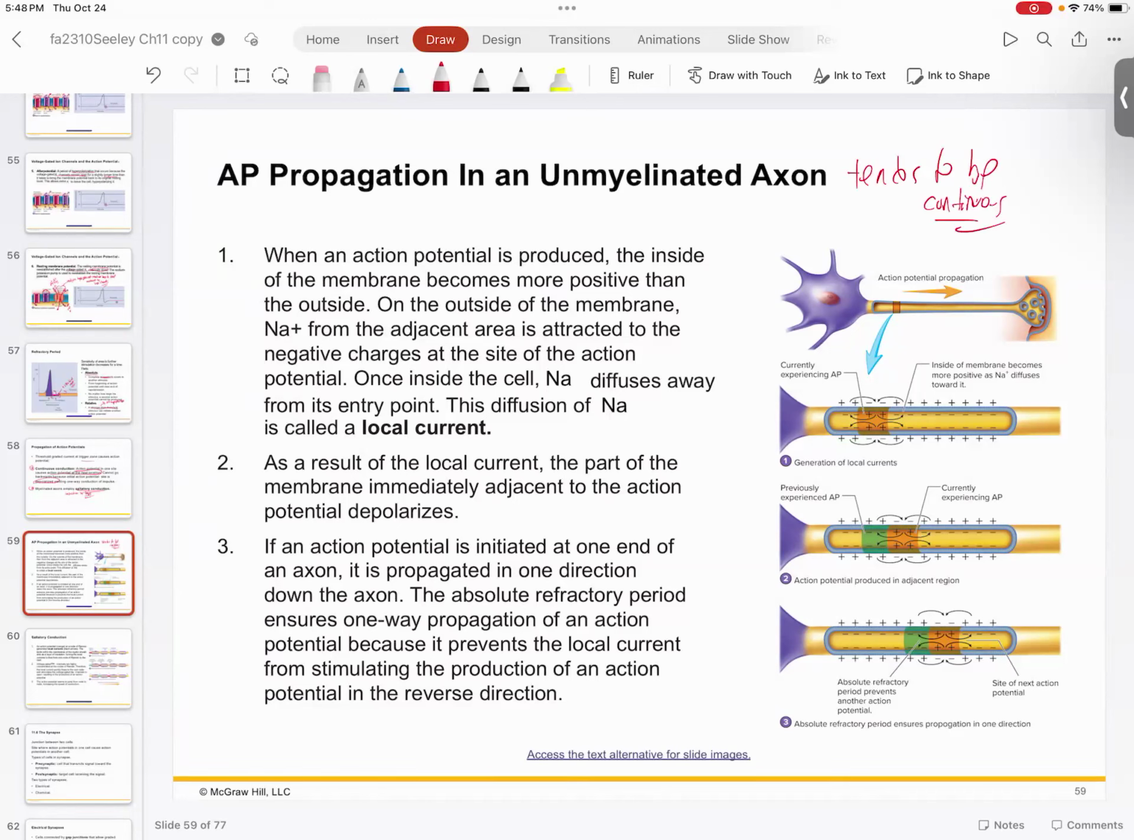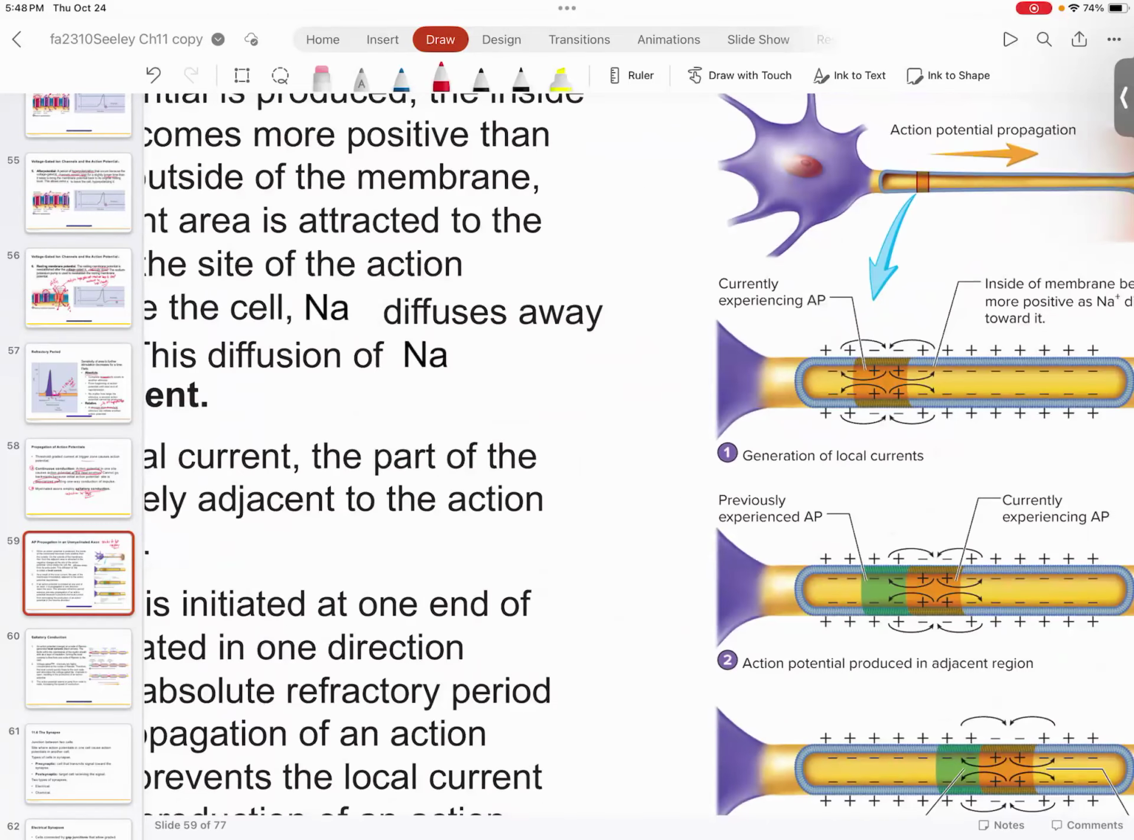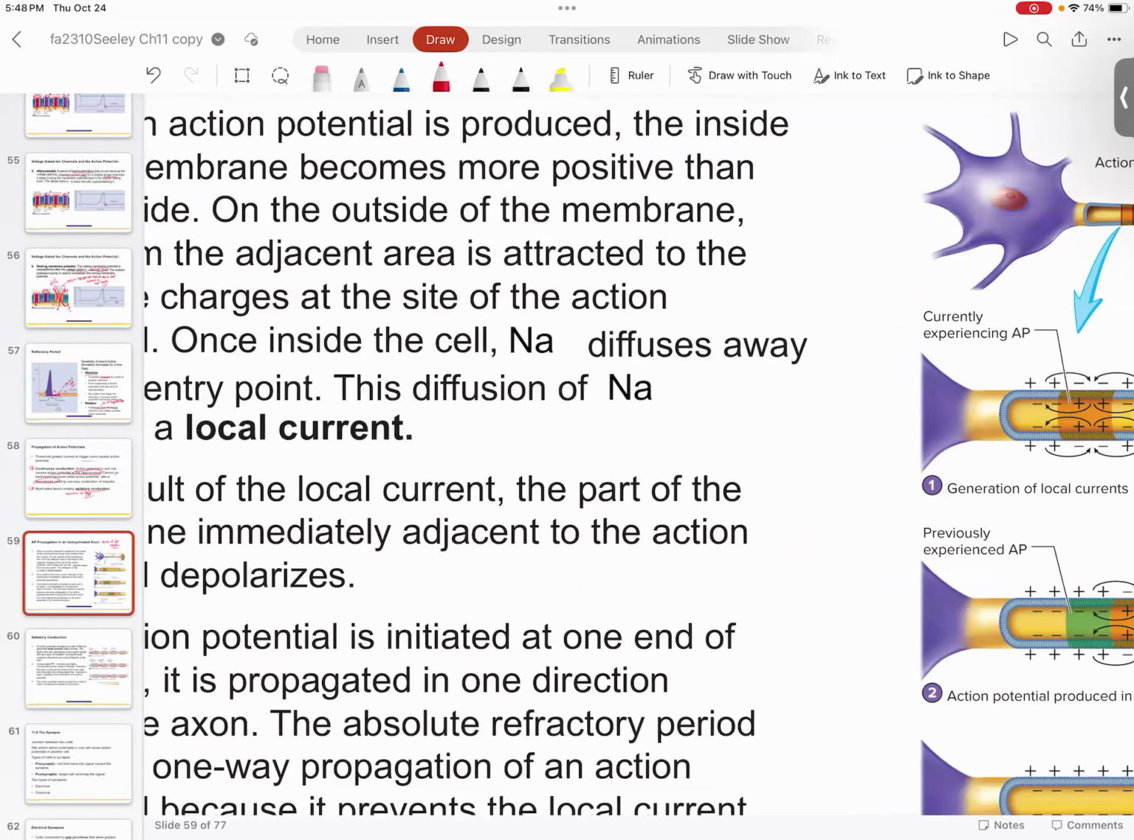Here you can see a region of the neuron that is going to be depolarized. You can see the orange area, that's the newly depolarized membrane. The depolarization is happening in a local area, so this is what's called a local current. That inrush of sodium creates what's called a local current. That's the movement of the sodium.